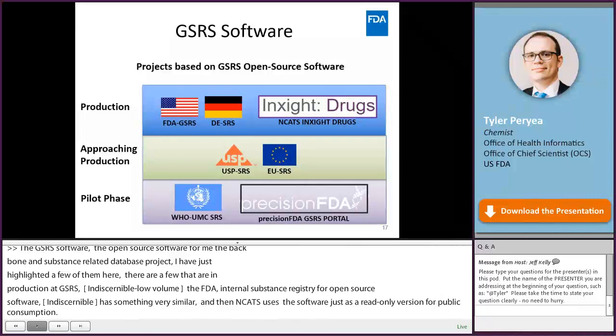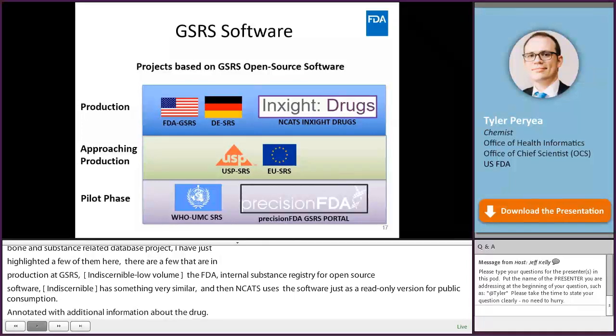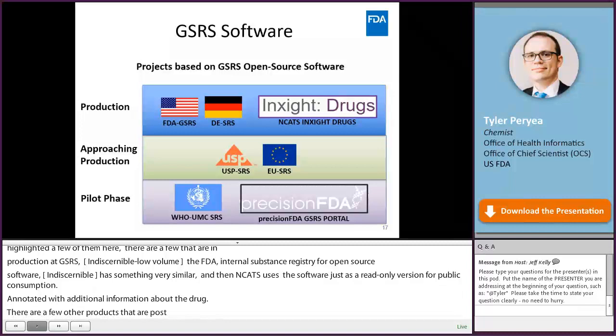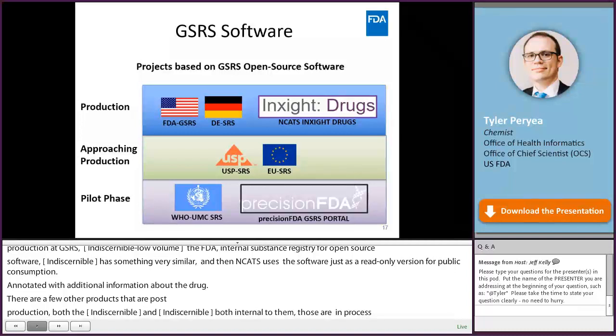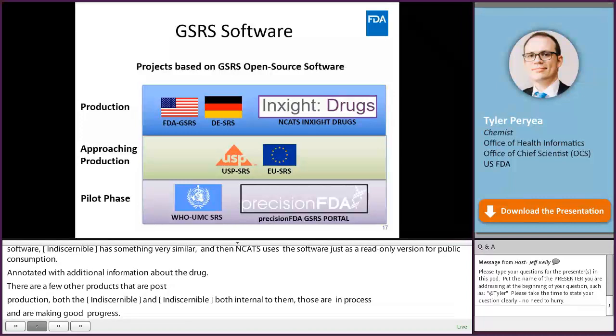There are a few other projects that are approaching production, both the EU SRS and the United States Pharmacopoeia SRS, both internal to them, not public facing. Those are in process and are making good progress. They seem like they will be emerging soon into a production environment.